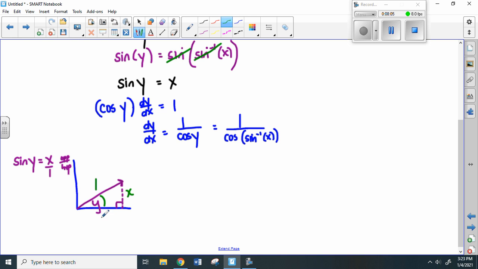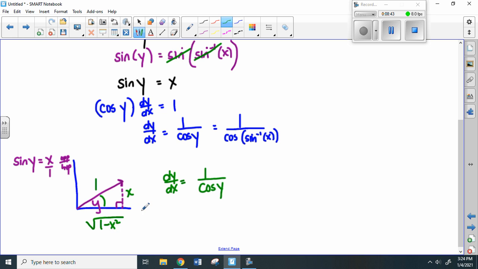So let's see. To find one of the sides, if you know the hypotenuse, it's always the square root of the hypotenuse squared minus the other side squared. You can work the Pythagorean theorem out on the side if you want. Now let's go back to our derivative. Remember we said dy over dx was equal to 1 over cosine of y. I'm going to leave it in that form because my angle is y.